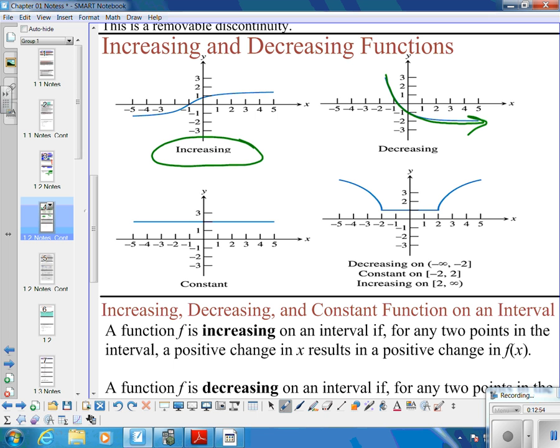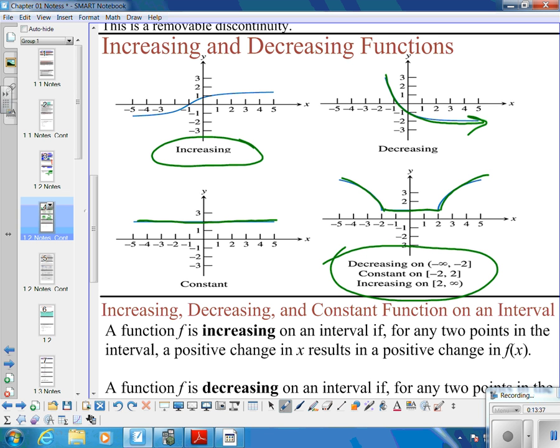So in the upper left graph here, I would say it's increasing for all real numbers, and that's talking about the x values. For the upper right, I'd say it's decreasing for all x values. Now on the lower left, this is constant. That's where the y value stays the same. And then on the lower right, we've got different things going on here. So the way I would describe this one is the graph is decreasing on the interval from negative infinity to negative 2. It's going down. It's constant from negative 2 to 2, and then it's increasing from 2 to infinity.